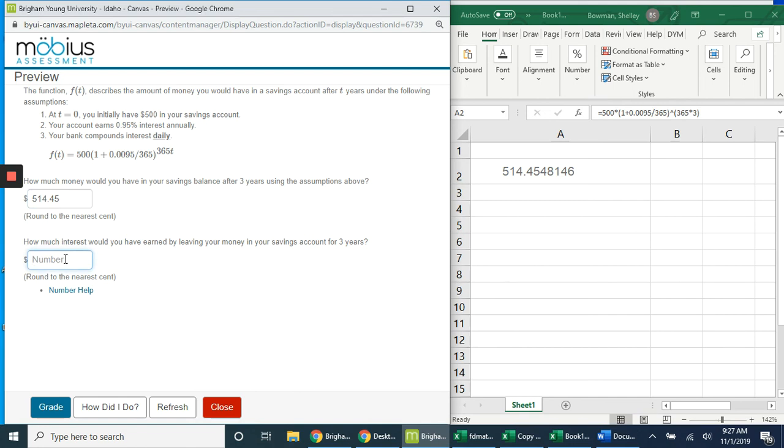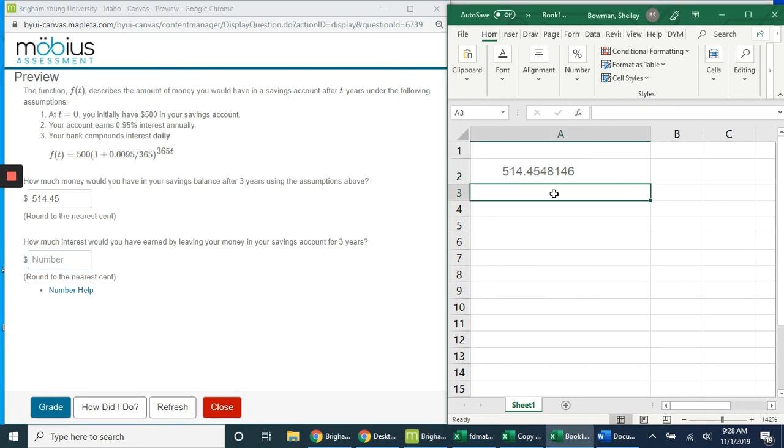The next question says, how much interest would you have earned by leaving your money in the savings account for 3 years? So this is the final amount after 3 years, and it told me at the initial that I have put in $500. So I can come over here again and calculate equals this cell minus the original. And I know some of you are okay just to subtract that in your head, but I'm going to go through that in case some of you have different auto-generated numbers that are not as nice. We'll press equal, and this will give me how much I made in that.